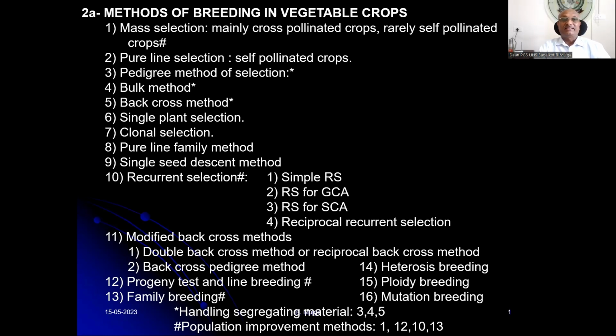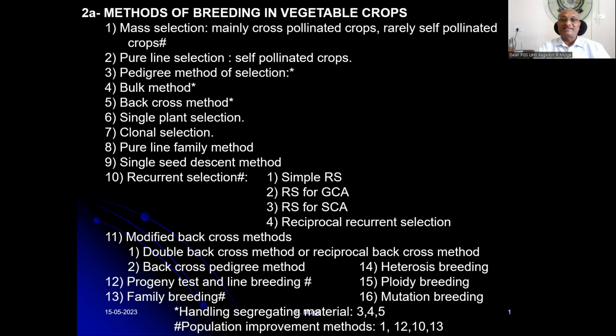And then I have this single seed descent method. Again, it is handling segregating material. Definitely, it is well suited for self-pollinated crops. Then we have recurrent selection. This is a method like mass selection, right? It is suited for cross-pollinated crops. In mass selection, you're simply selecting the plants, mixing the seeds and raising them for the next generation. But here there are some deviations; some crossing is involved in recurrent selection. That is a deviation, right?